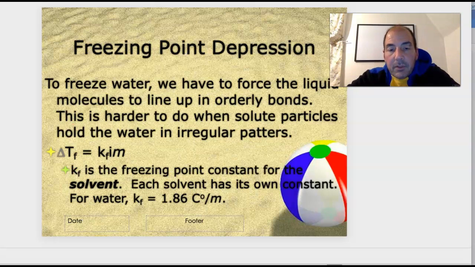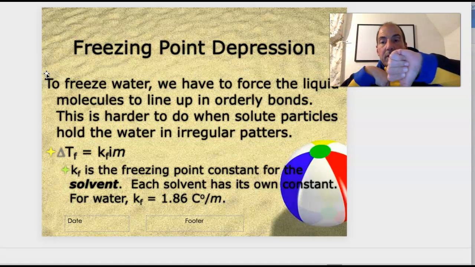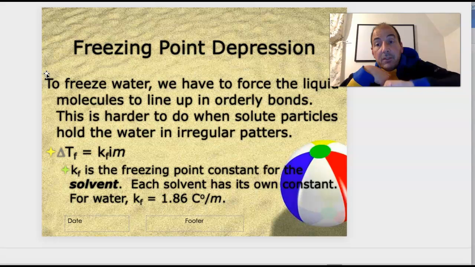Same thing can be said for freezing point depression. Okay, we add the solute, we're going to make it harder for it to freeze, so we're going to lower the freezing point. I guess I should have emphasized that on the previous slide. We're going to raise the boiling point because it's more difficult to boil it, and we're going to lower the freezing point because it's more difficult to freeze it.